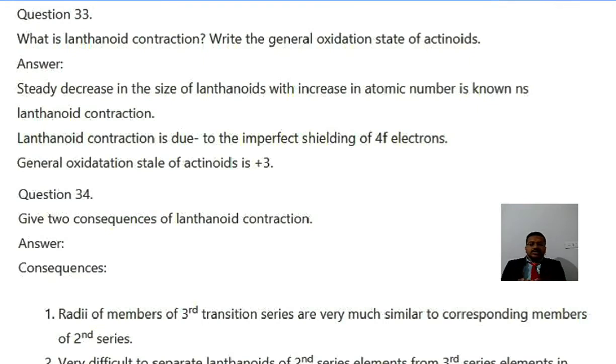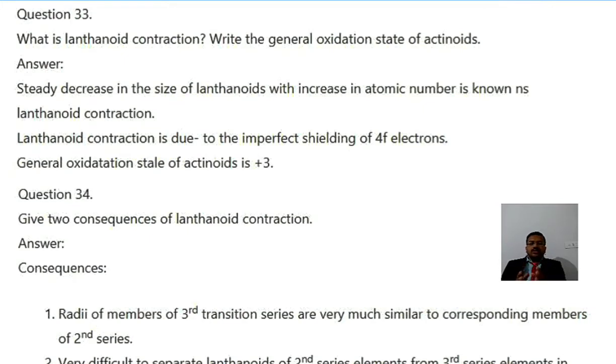The steady decrease in the size of lanthanoids with the increase in atomic number is called Lanthanoid contraction, and it is due to the imperfect shielding of 4f electrons. As we discussed in the introductory part, compared to other orbitals, the 4f orbitals have less shielding effect, and due to this, the nucleus is able to exert more nuclear inward pull towards the outer electrons. Thereby, the outer electrons will be held more strongly towards the nucleus, and it will result in contraction. So the Lanthanoid contraction is due to the imperfect shielding of the 4f electrons.